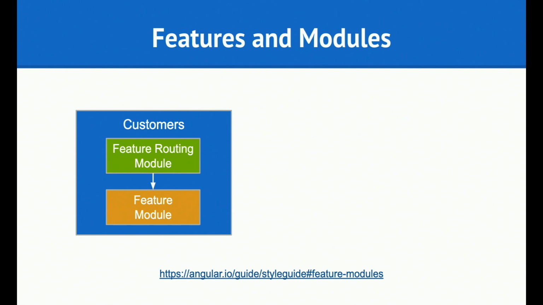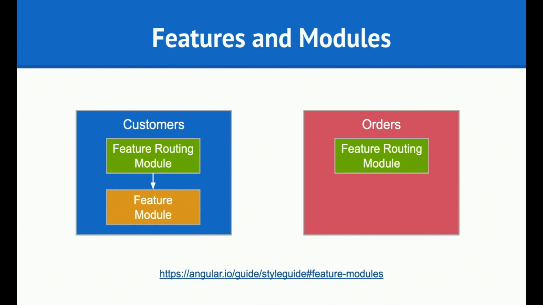I can't even tell you how many companies I've gone into who have enterprise scale projects who don't do this, and then down the road they wonder why they can't do other things like lazy loading. So very easy to do. If we had an orders feature, of course you're probably going to have a routing module, and that's optional. Depends on how you like to do it, but I still like to do that. And then we'll have a feature module for orders. Very, very simple.